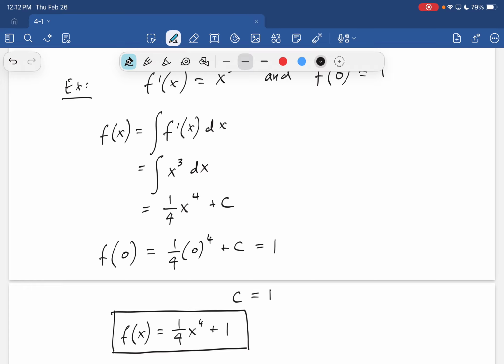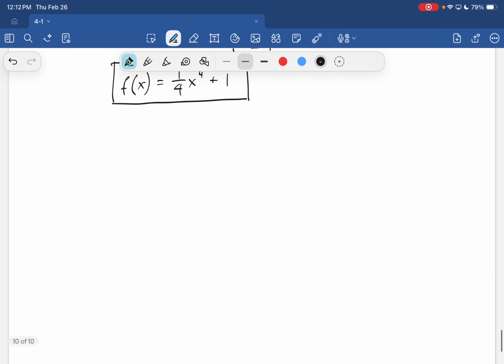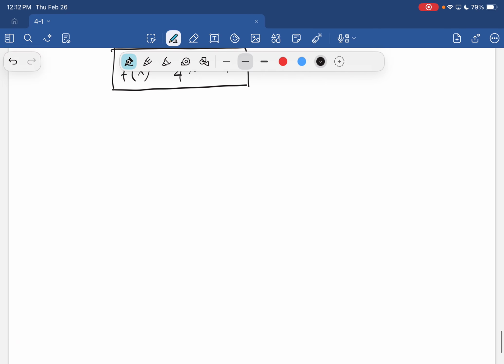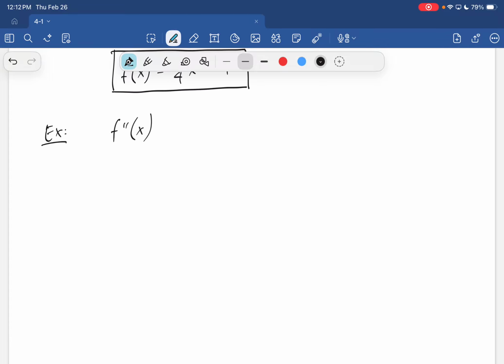Let me do another example now with a second derivative. Those are a little harder because we have some extra steps there. So let's say now that we're given a second derivative, and now we're looking for the original function. So we're given f double prime of x, and we're looking for f of x. So let's say my second derivative is equal to x.